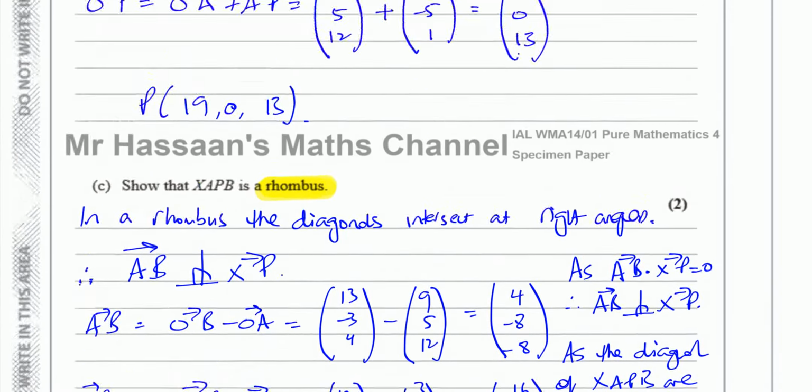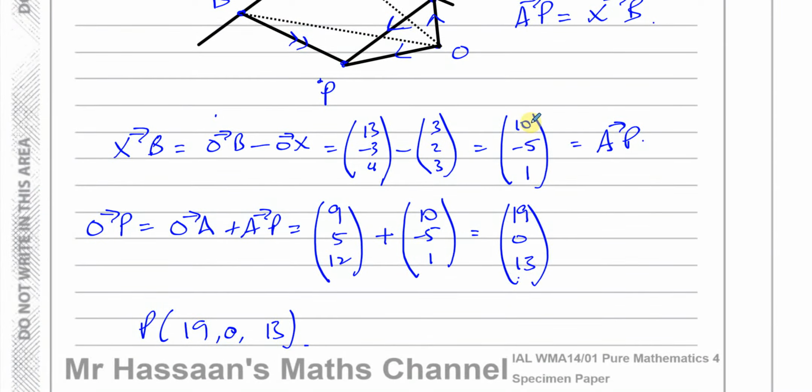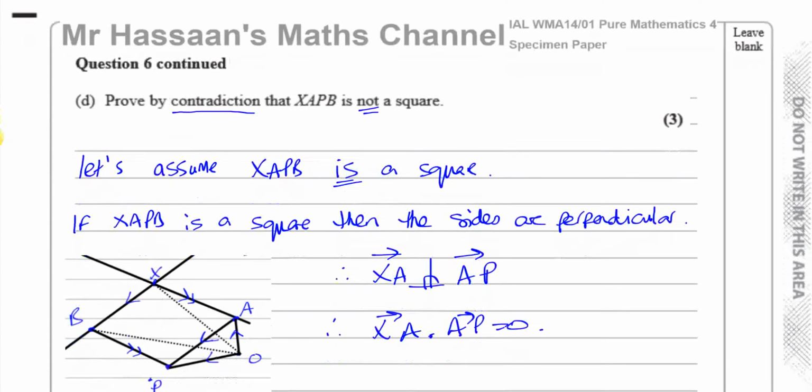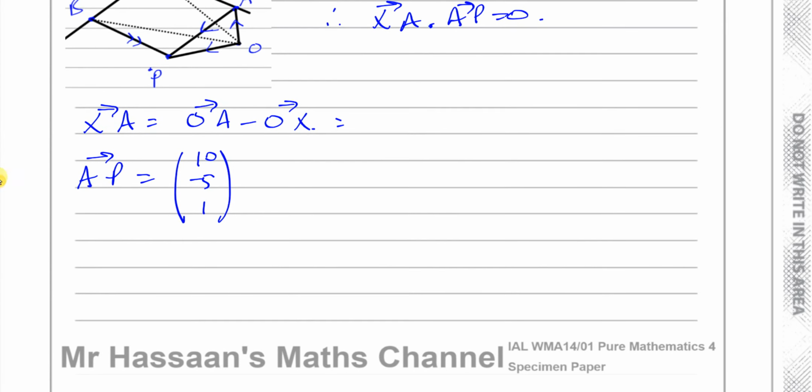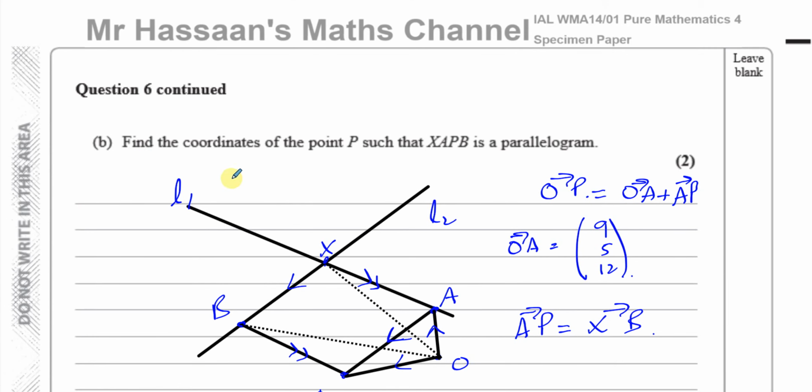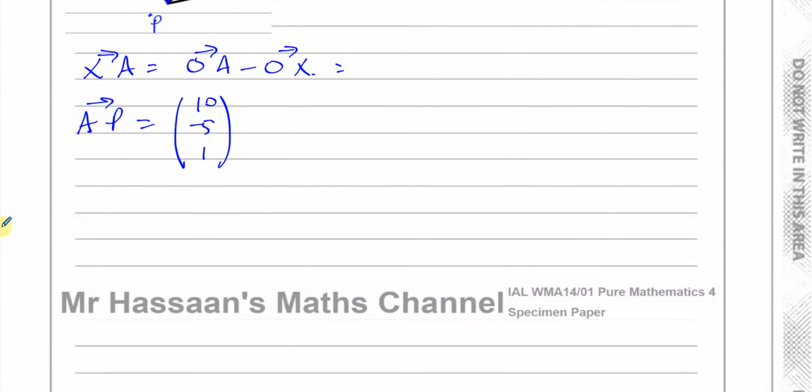A to P was 10, minus 5, 1. So I know A to P is (10, -5, 1). So let's find what X to A is. O to A, if we go back here, is (9, 5, 12), and O to X was (3, 2, 3). So we have 9 minus 3, which is 6; 5 minus 2, which is 3; 12 minus 3, which is 9.